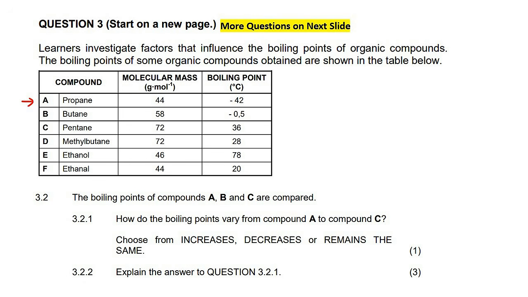Okay, so propane, butane, and pentane are compared. How do the boiling points vary from compound A to C? Well, that's pretty easy. Check the boiling points. What is happening to them? They are increasing. So we can just say increases. Okay, now explain the answer. Just say, I saw it in the table. Okay, no, you can't say that for 3 marks.